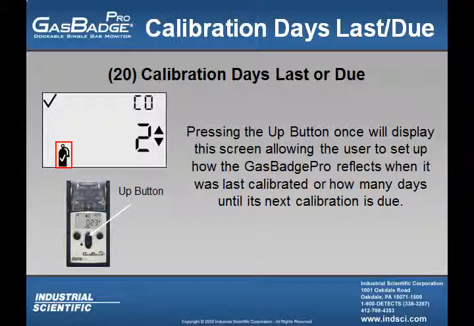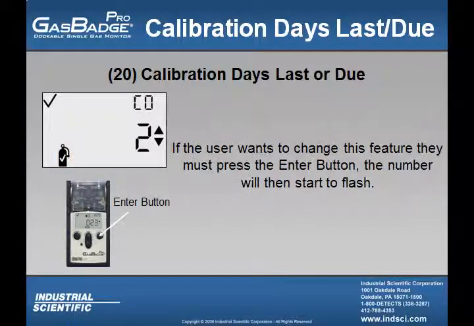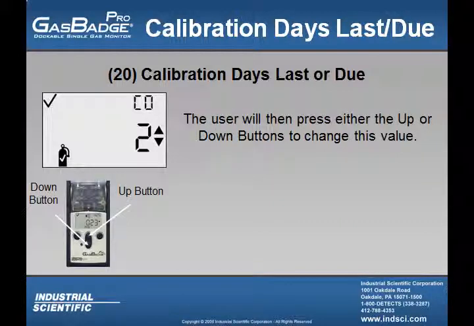Pressing the up button once will display this screen, showing the calibration gas bottle icon. What this feature does is that it tells the user whether or not they want the GasBadge Pro to let them know how many days they have until a calibration is due, or how many days it's been since the last time it's calibrated. Another option is to have the GasBadge Pro not alarm the user at all when it needs to be calibrated. If the user wants to change this feature, they must press the enter button. Once the enter button is pressed, the numbers will begin to flash. With the numbers flashing, the user can either press the up or down buttons to change this value.